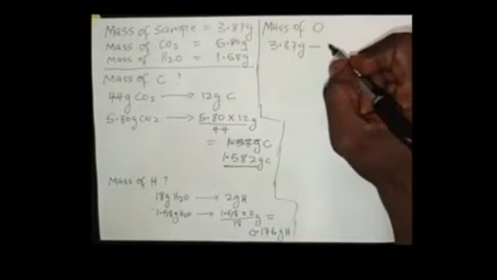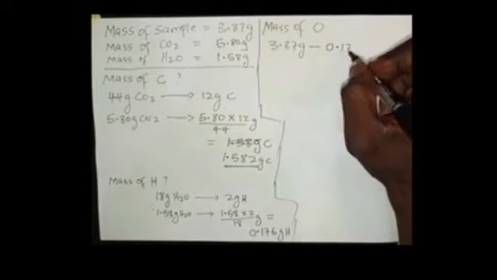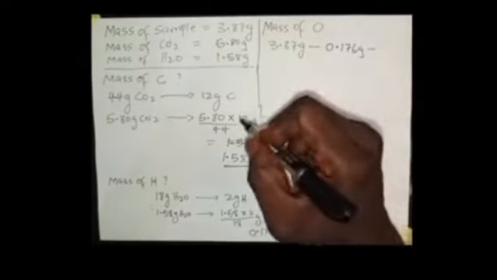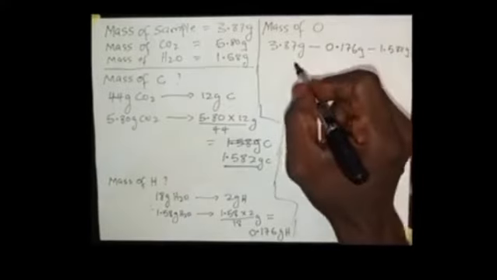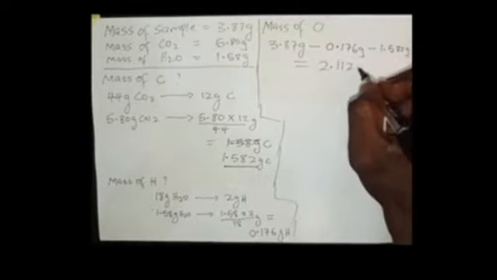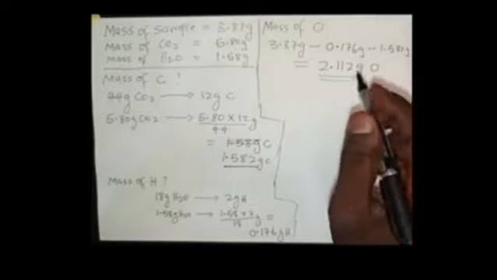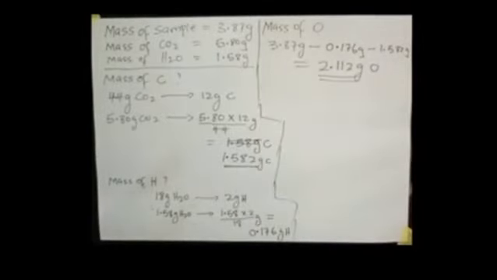Subtract 0.176, that's the mass of hydrogen, minus 1.582 grams, and this is going to give us 2.112 grams of oxygen. So this is the mass of oxygen in ascorbic acid. So we have the 3 masses given to us right here. Now let us go ahead to calculate the percentage composition of each of them.